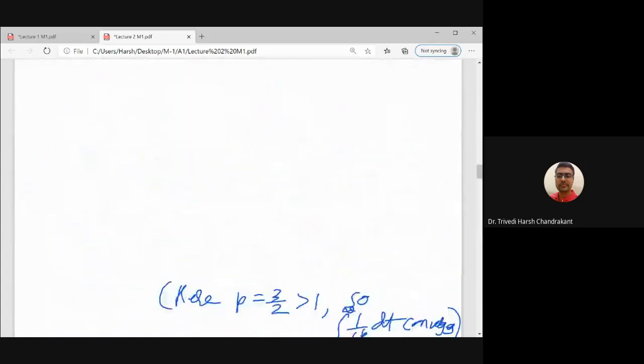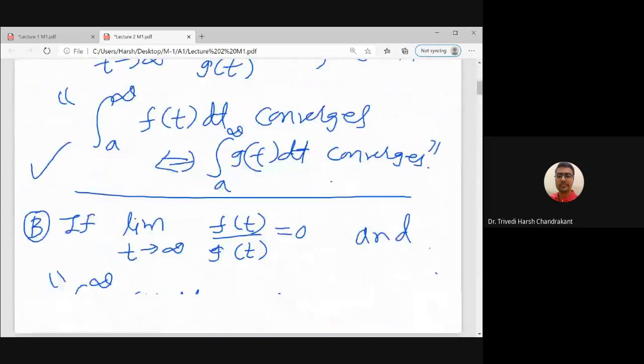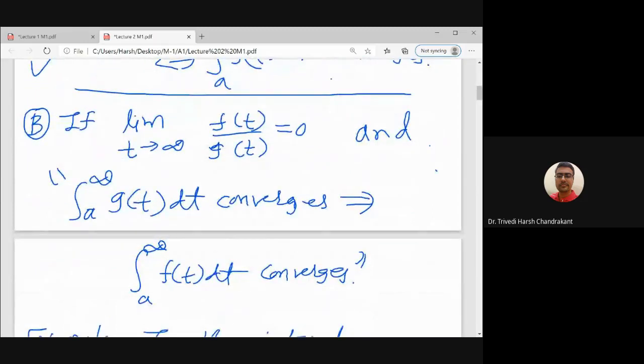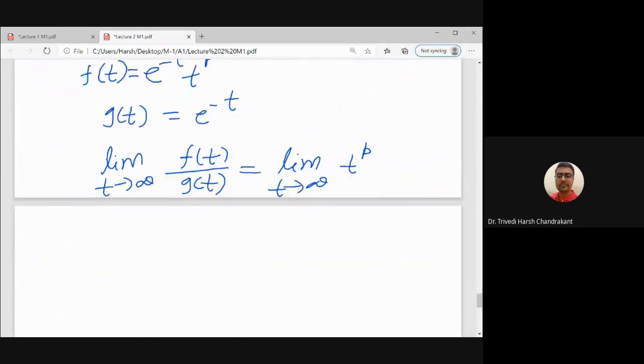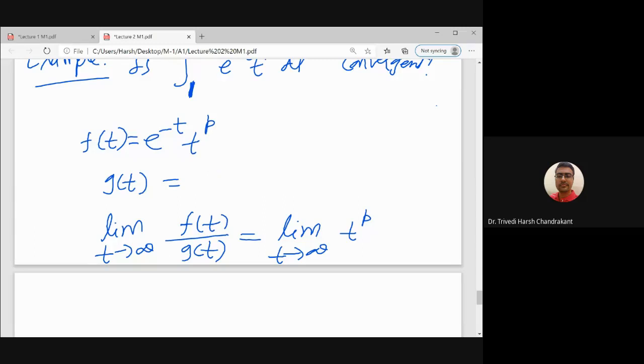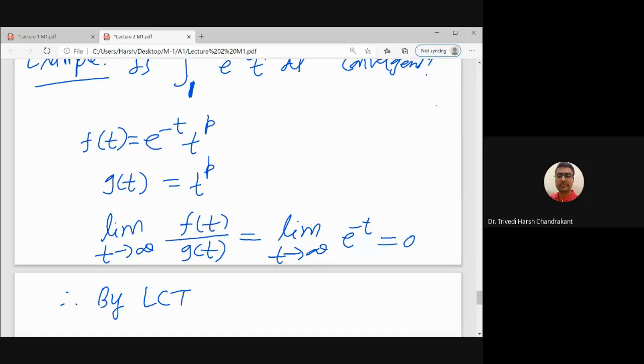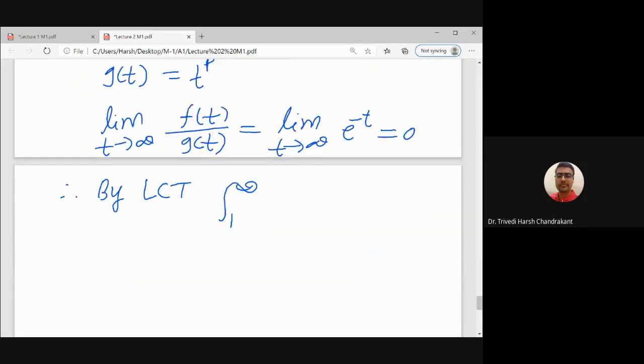So what does the b part say? The b part says that whenever g converges, f converges. So in that case, if we take t power p, then we'll get this as e power minus t, and that is 0. So therefore by LCT, the integral of f converges if the integral of t power p converges.